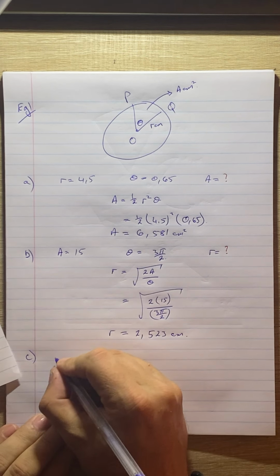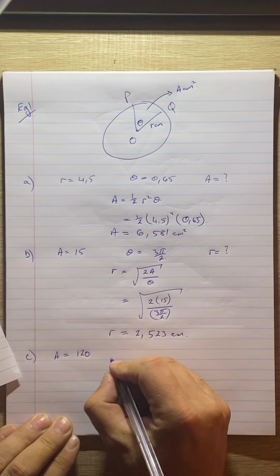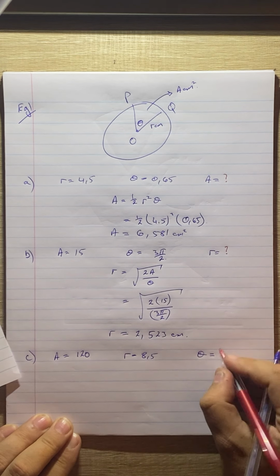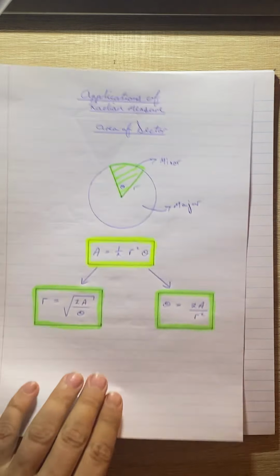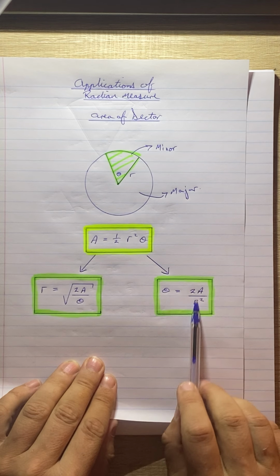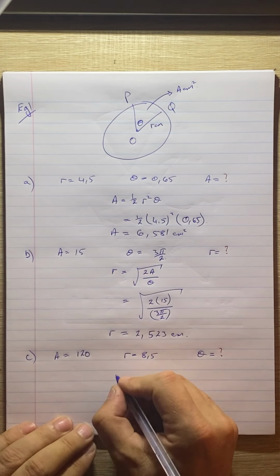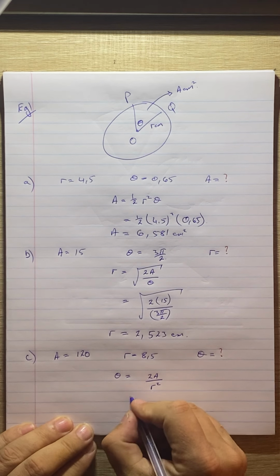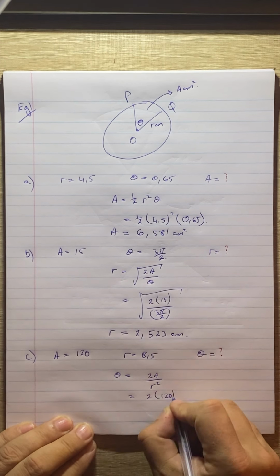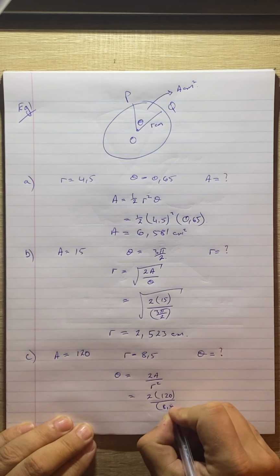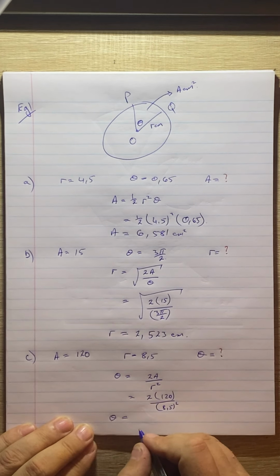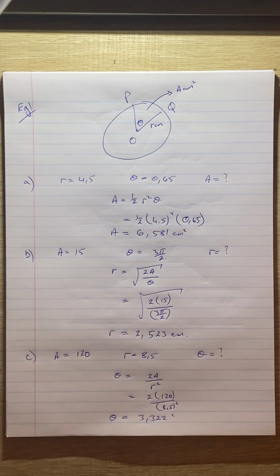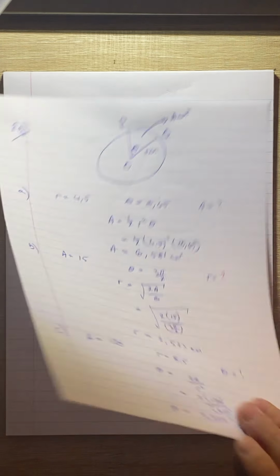Right, question C. Question C is saying that we have an area of 120. We have a radius of 8.5, and we are missing the angle. So the formula I'm going to be using for this one is theta is equal to 2A over r squared. Substitute our values in. So 2 times 120 over 8.5 squared, and we get an angle of 3.322 radians.